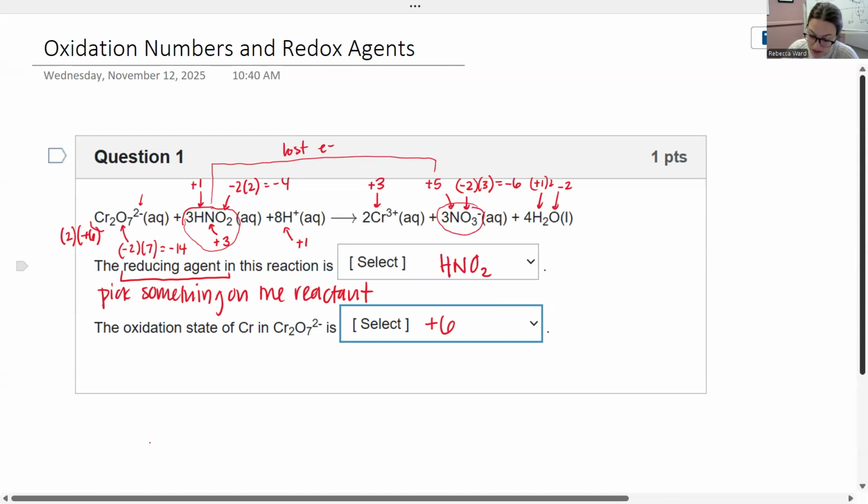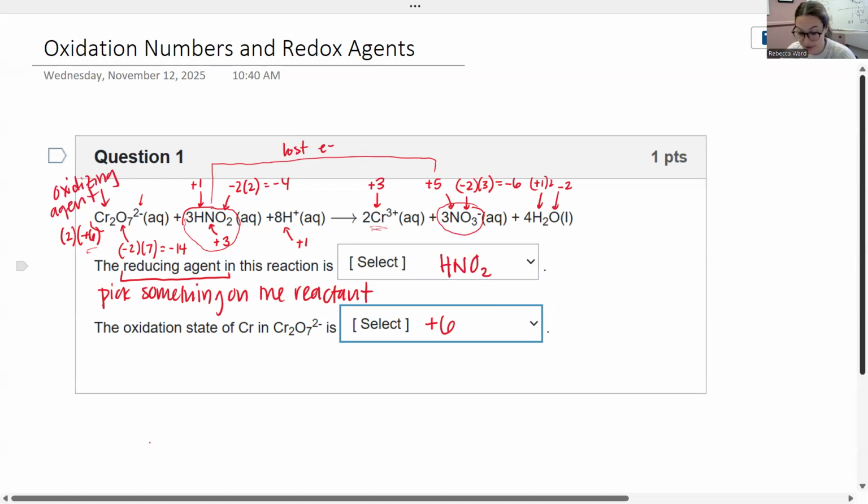And if you want to be complete with it, where did those electrons go? Well, chromium was +6. And over here, now it is +3. And so each one of those chromiums gained 3 electrons. And so this chromium oxide anion was our oxidizing agent. Okay, so that's how I approach those.